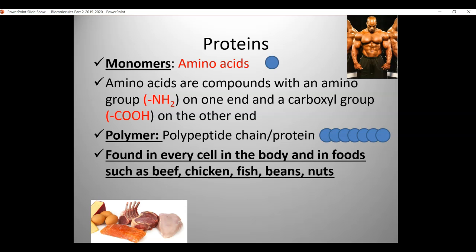So again, the monomer, mono meaning one, mer meaning part, is an amino acid. Amino acids are compounds with an amino group on one end and a carboxyl group on the other end. The polymer, poly meaning many, mer meaning part, is a polypeptide chain, which is, again, just a fancy word for proteins. So one single amino acid is the monomer. A chain of amino acids, or a polypeptide chain, is a protein. It's found in every cell in the body and in foods such as beef, chicken, fish, beans, and nuts.